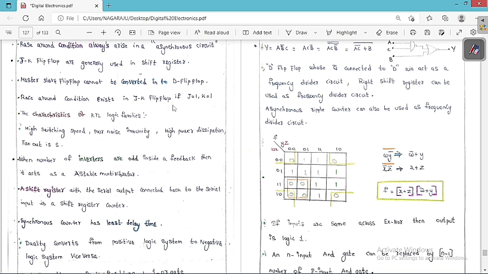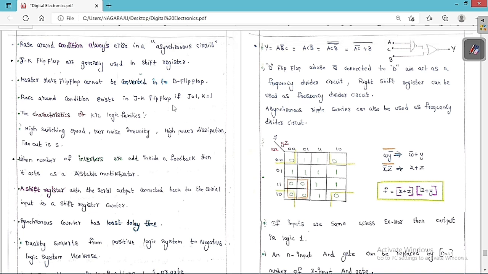I have already told you, race around condition means the output is always going to fluctuate from 0 to 1 and 1 to 0 continuously. That is called the race around condition. Because we are taking feedback from the output, we get a JK flip flop. When J is equal to 1 and K is equal to 1, we get a race around condition, where the output keeps changing continuously because of the feedback.